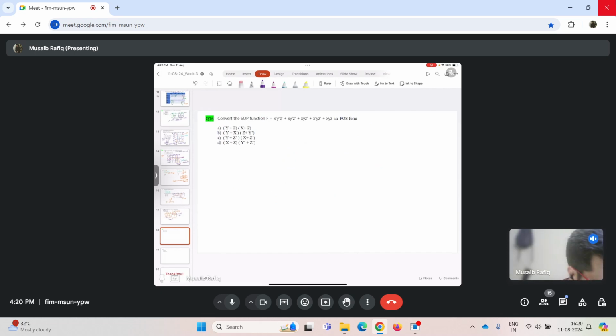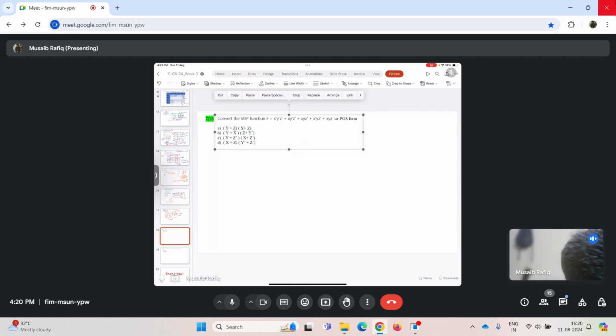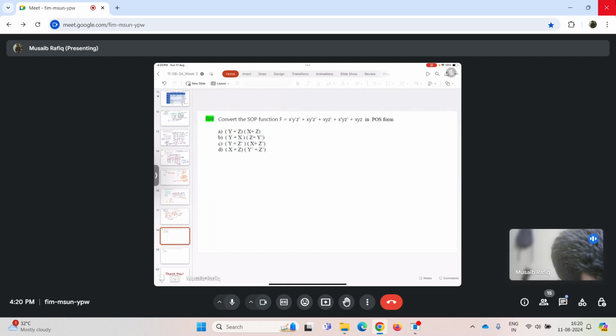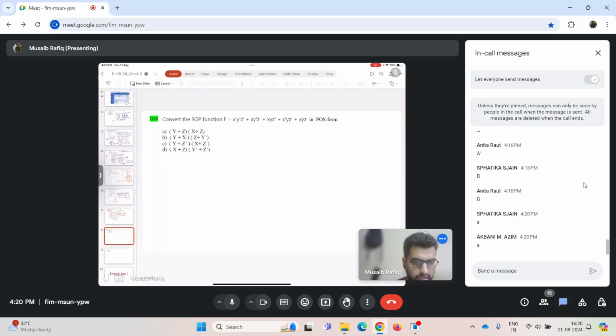Now I have this question for you guys. So the question states that convert the SOP function f equal to x bar y bar z bar plus x y bar z bar plus x y z bar plus x bar y z bar plus x y z in POS form. So I'll give you a couple of minutes. I think it will take more than 2 minutes. I'll give you 3 minutes to solve this. Please type your correct options. Then I'll show the solution.